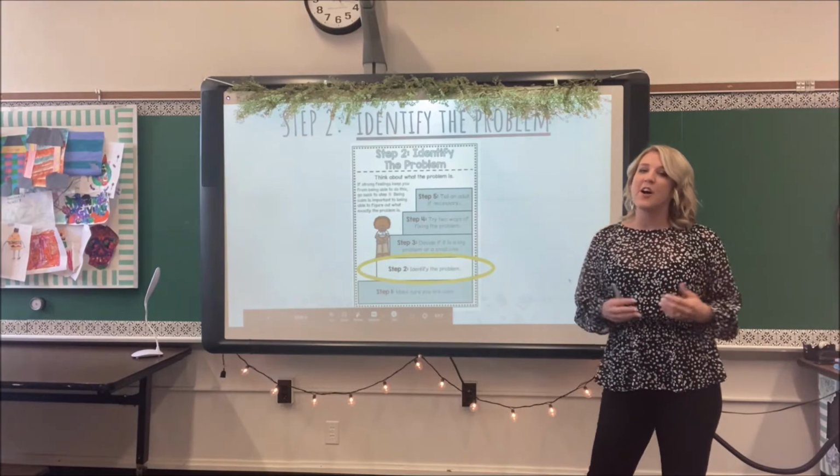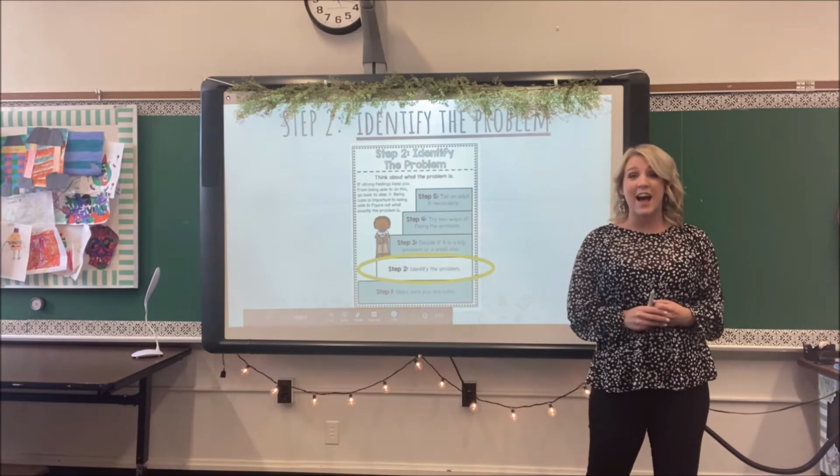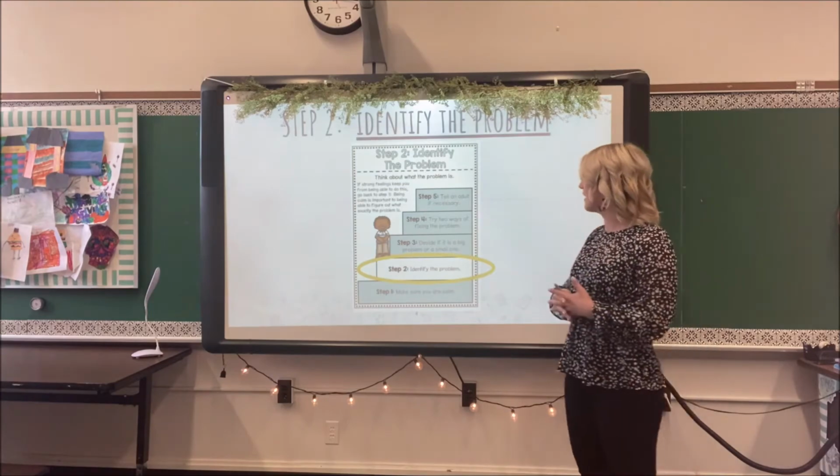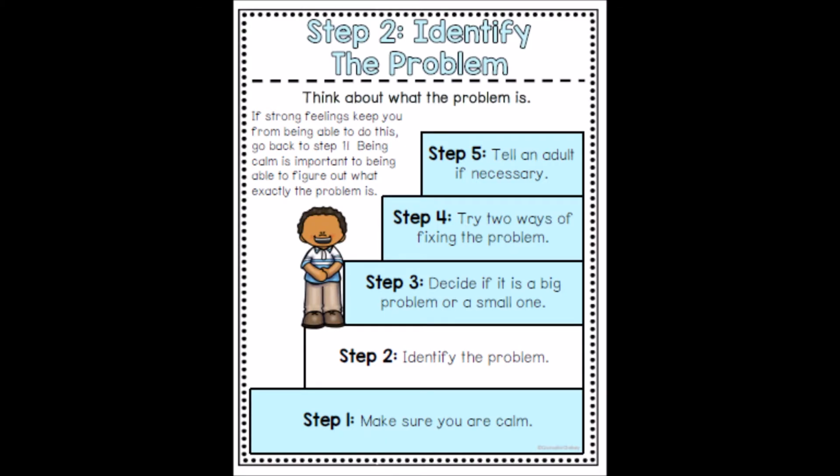Step 2 to conflict resolution is to identify the problem. You need to know exactly what the problem is so you know how to fix it. Be sure that when something happens, you think to yourself, what is the problem? If strong feelings such as anger or sadness keep you from being able to do this, go back to step 1 and calm down first. Being calm is important to being able to figure out what exactly the problem is.